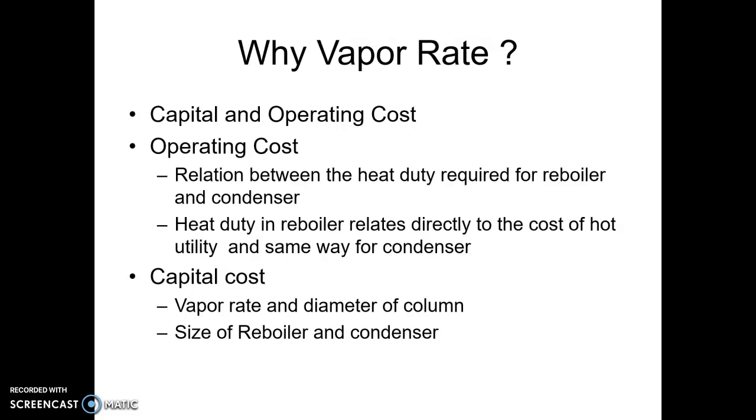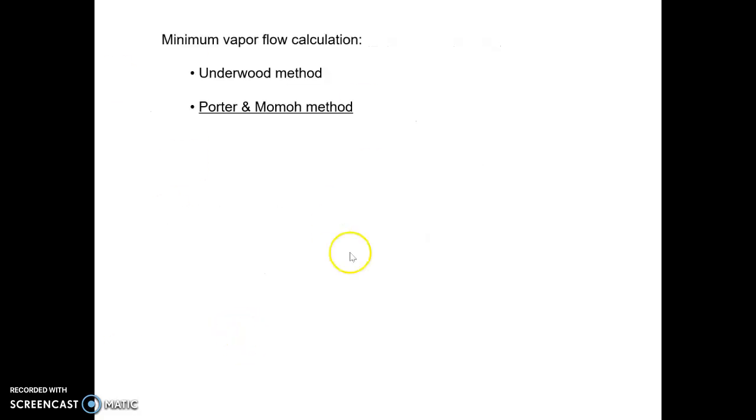Higher vapor rate means what? Vapors have a larger volume compared to liquids. So if you feed more vapor inside the column, that means your diameter will also be more. And higher duty, if I need to supply through condenser and reboiler, that means I have to provide larger area in the reboiler and condenser. So when my vapor rate is more, it not only impacts my operating cost, it also impacts capital cost. Other way around, if I can reduce vapor rate, I can reduce both operating as well as capital cost.